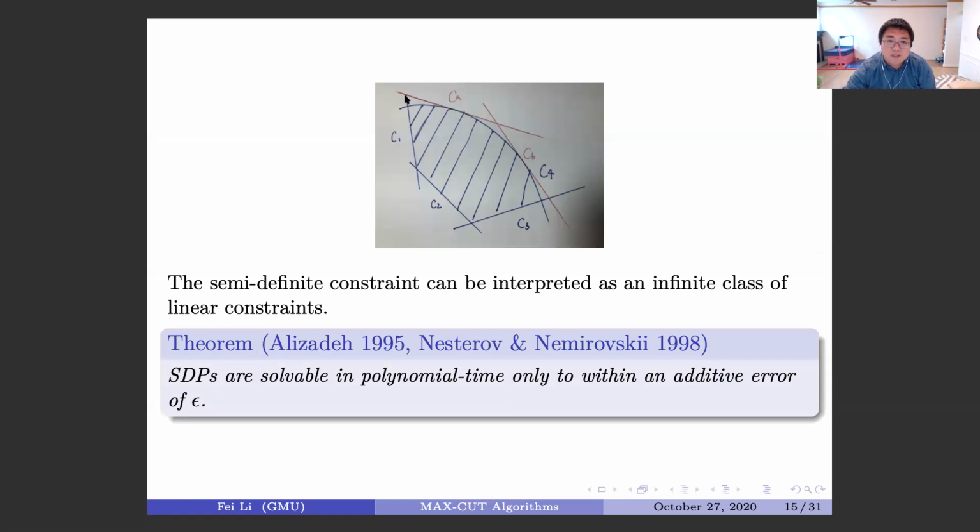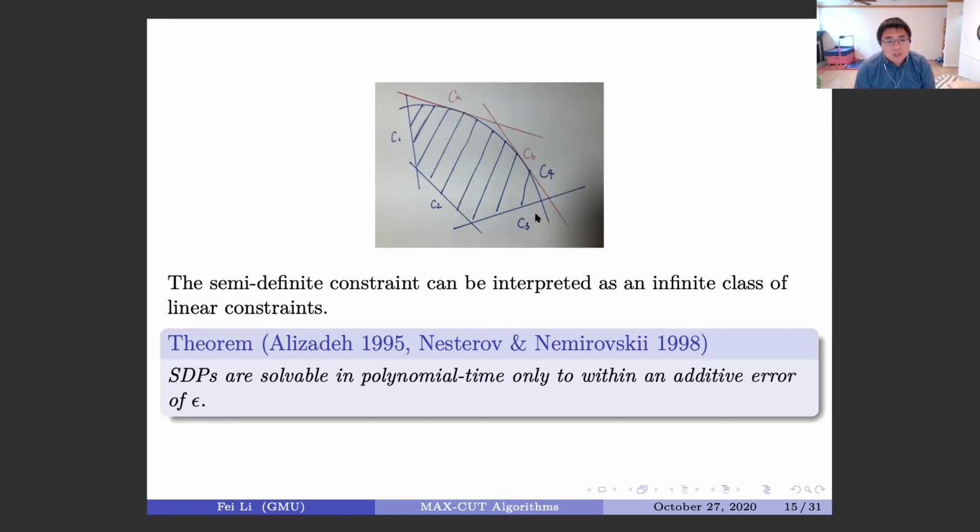You have a set of variables. This is another linear constraint where you have another set of variables. You have an infinite class of these linear constraints, and all these classes could be represented by the vectors in the matrix V in the previous definition. So this is one pictorial illustration of the necessity of having semi-definite constraints.